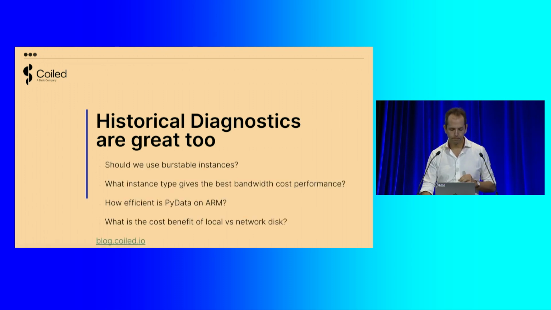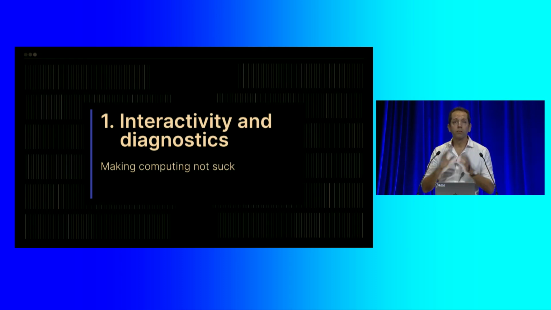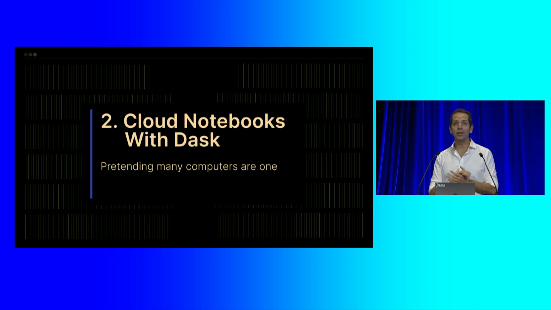Yeah, moving on. Okay, so again, talk number 1, interactivity and diagnostics. Computing sucks. Interactivity makes it not suck. Topic number 2, cloud notebooks with Dask. Totally different topic. If before we were talking about JupyterLab things, we're talking more about JupyterHub things.